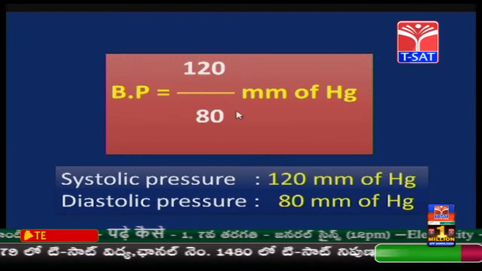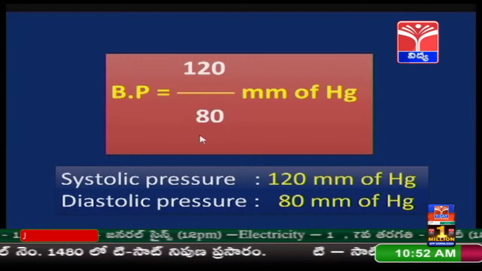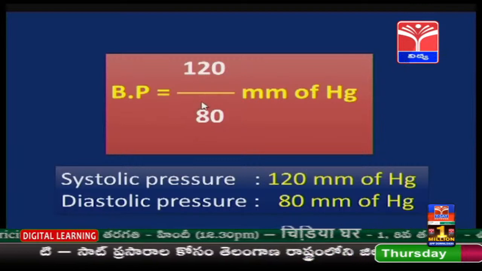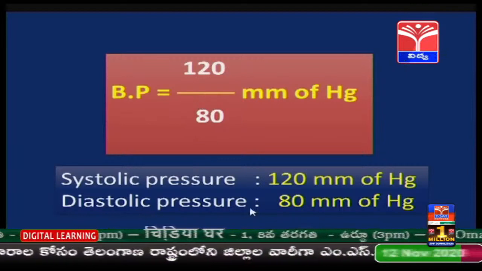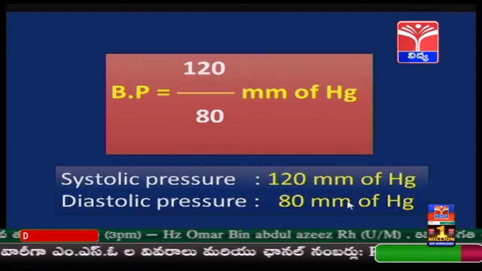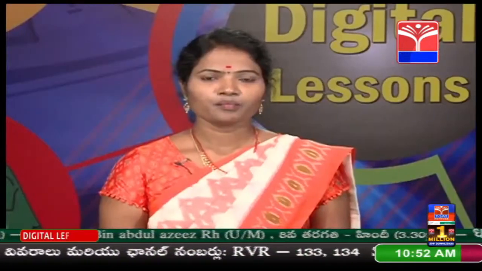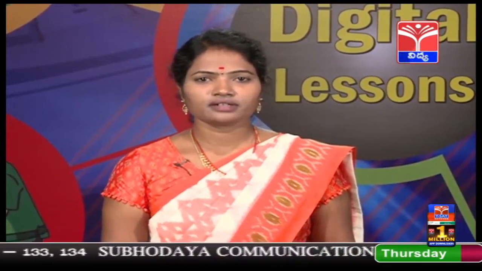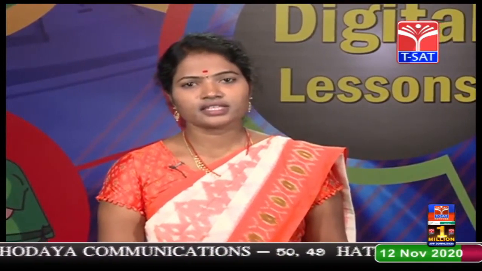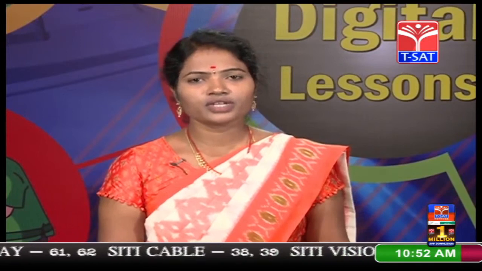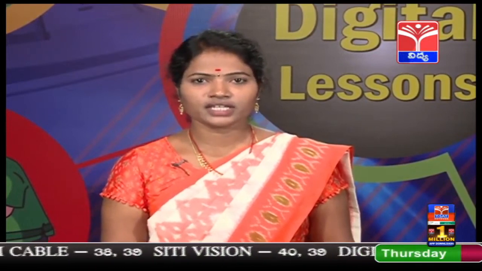The lower one measures the pressure when the ventricles are refilled with blood. It is the resting period. This is called diastolic pressure. The diastolic pressure is 80 mm of Hg. BP will change according to the activity of a person, like running, resting, walking. If the person is in resting condition, the BP will be normal. If the person is doing any activity, the BP will change.